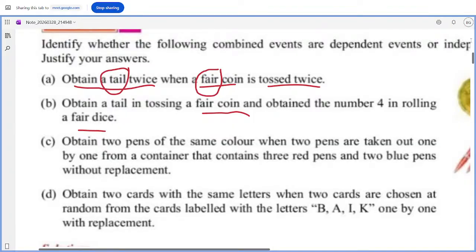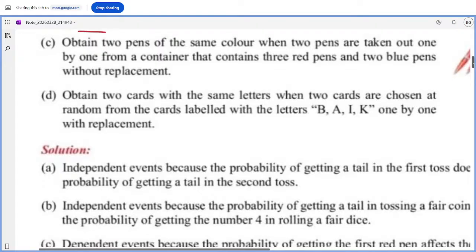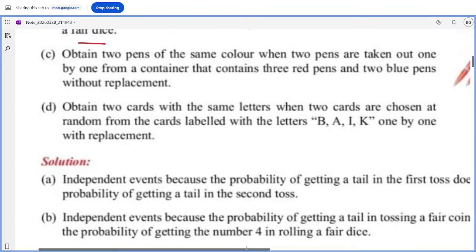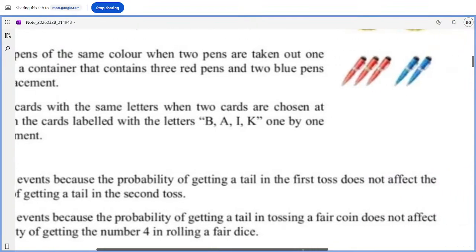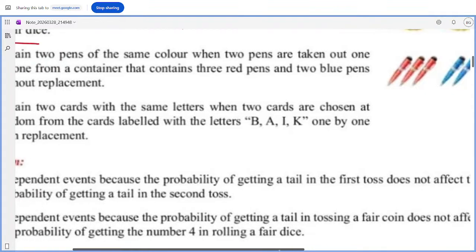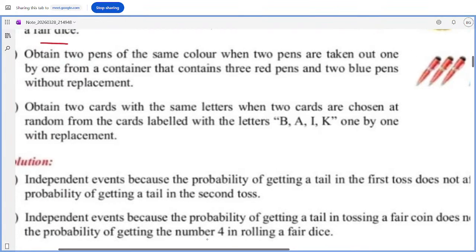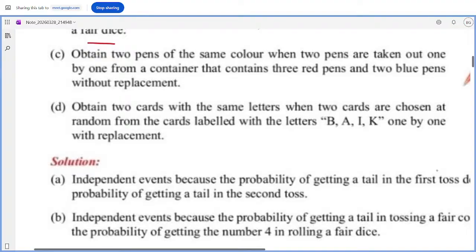Okay, so the answer is yes. It's an independent event, because the probability of getting a tail with a fair coin does not affect the probability of getting the number 4 on a fair dice, because there are 2 separate things, guys. Fair coin, fair dice. How can it affect each other? Impossible. 2 different objects. Although it's the same person doing it, it's still 2 different objects unless he's biased. But they already say it's fair. So independent. No other answer.